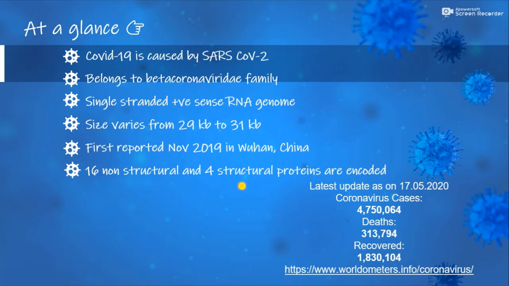According to the latest update at 17.5 in Worldometer, the coronavirus cases are nearly 50 lakh. It's 47 lakh 50,000. The deaths are above 3 lakh, and the recovery till now is 18 lakh 30,000 globally. But according to the estimation, we have not reached the peak yet, and for many countries it's just the beginning of the log phase. So we can expect many more cases and deaths in the near future.